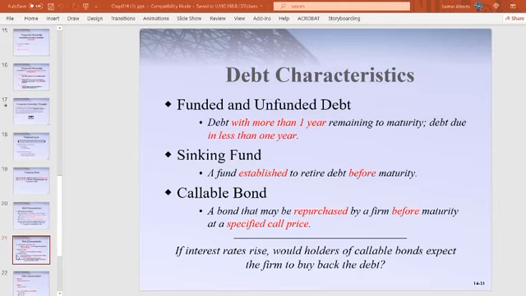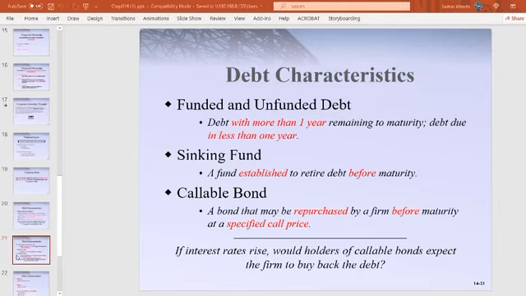Okay, long-term debt is funded. That means it's secured by assets. Short-term debt is unsecured and it is unfunded. That means there is no security. If the company is not able to pay, then the lender cannot recover from the borrower.